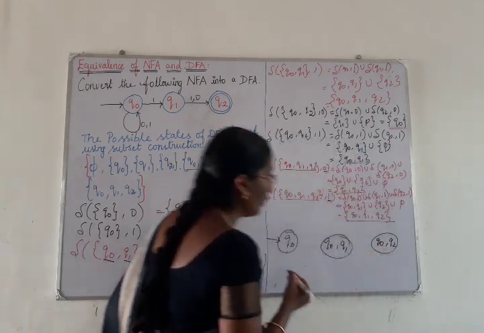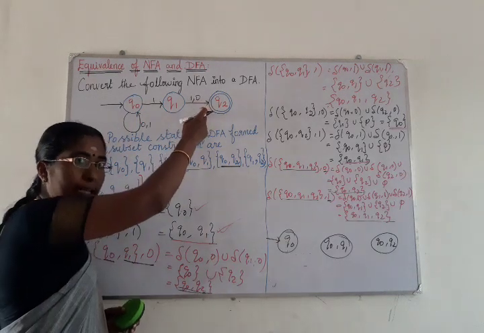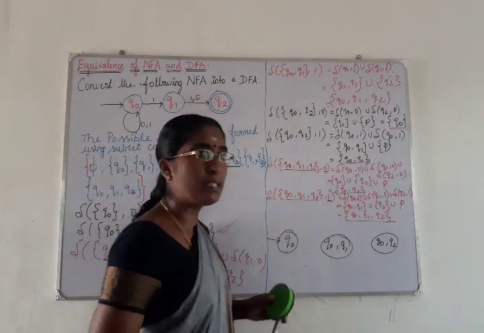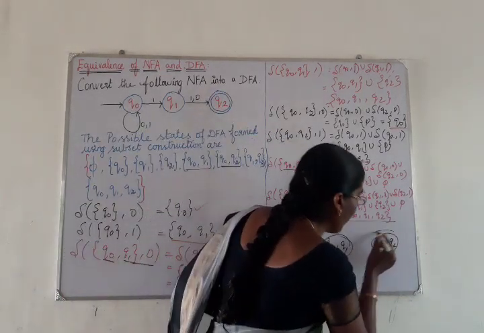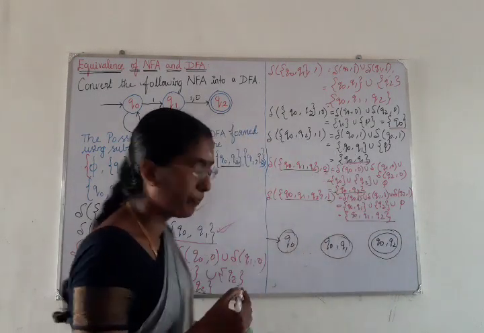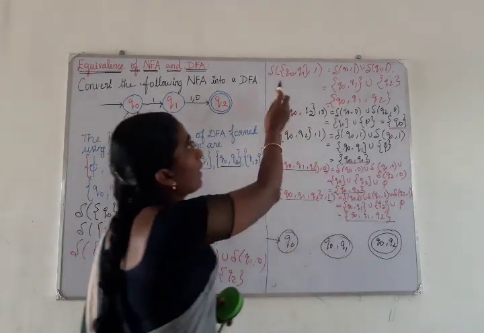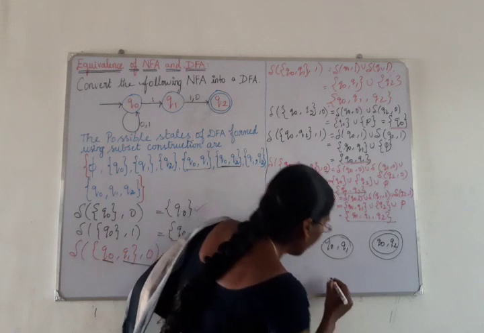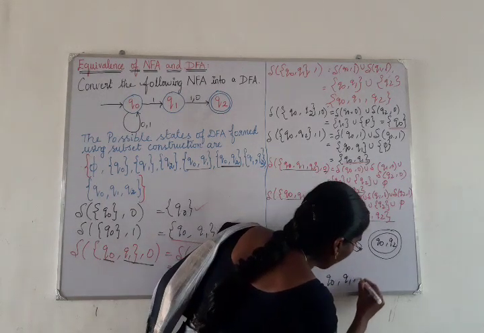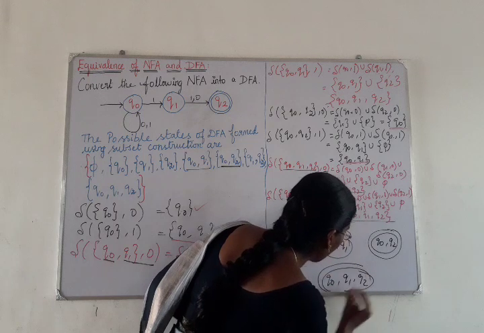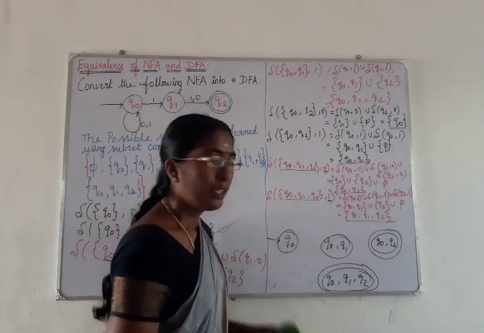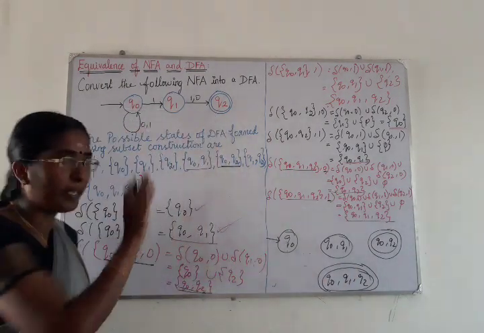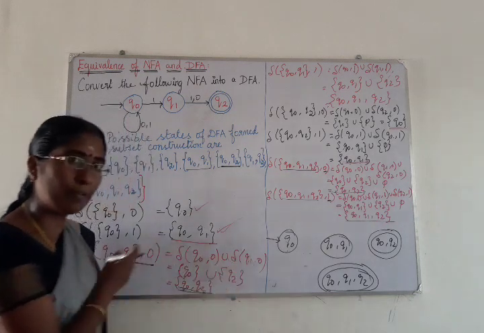q0 comma q2. Here q2 is a final state in the NFA. So the states which contain q2 will all be considered final states of the DFA. Right? So q0 comma q2 is also considered a final state. Next q0 comma q1 for 1 is equal to q0 q1 q2. This is also a final state because it also has q2. Right? These are the 4 states for constructing the equivalent DFA for this NFA. These are the only 4 states reachable from the start state.